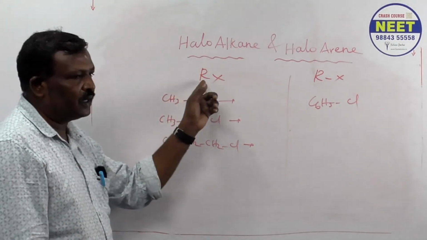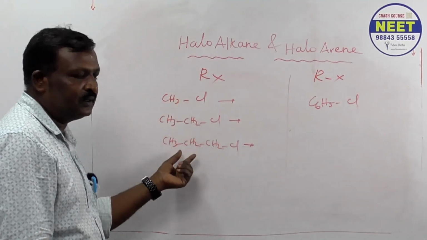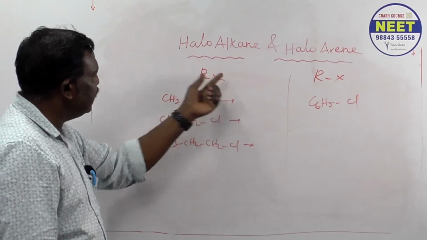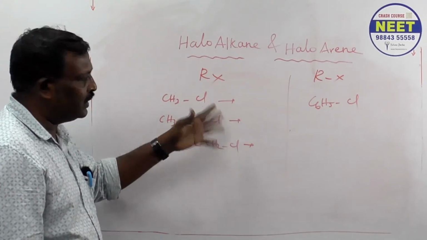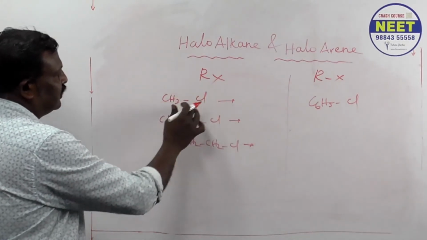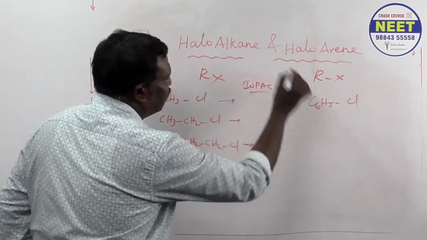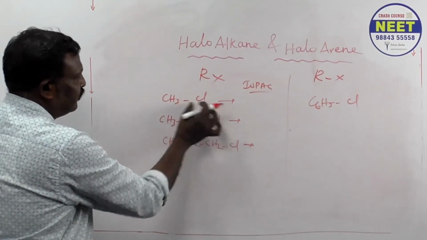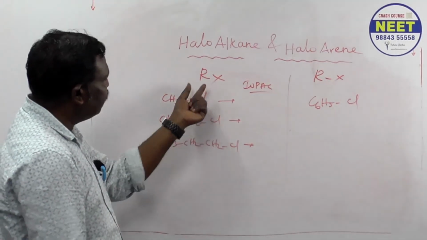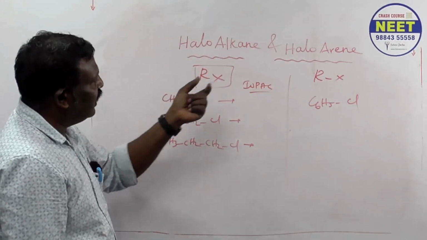So the formula is RX. Understood? So here instead of R I put methyl, ethyl, propyl, butyl like that. Instead of X it may be any halogen. We can put bromine, iodine, anything. So here, how to give the name means the IUPAC name. I'll give one or two names. This is a formula. This is one haloalkane compound, one haloarene compound.